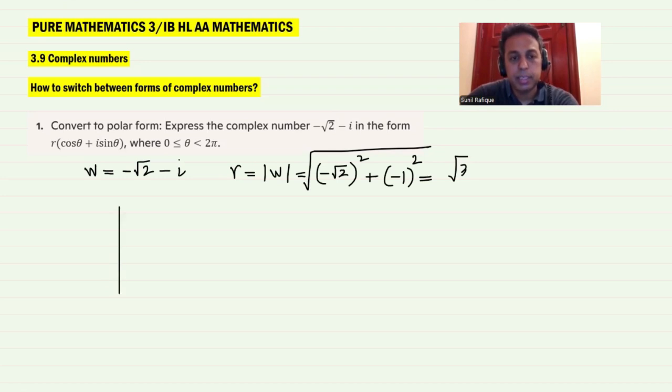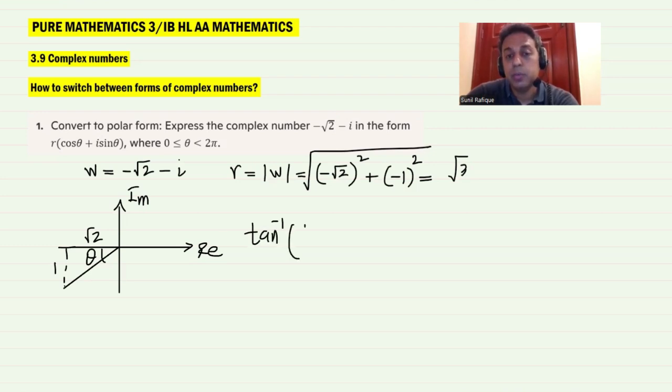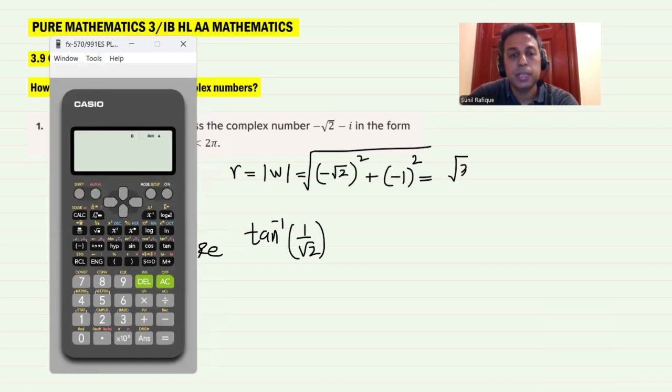I need to calculate the argument. Always check the quadrant. Remember, both real and imaginary parts are negative, so it's going to be the third quadrant. It's a root 2, and that's a 1. I need to calculate this angle, which is not an exact value: tan inverse of 1 over root 2. So I need to use my calculator. Let's do tan inverse of 1 divided by root 2.